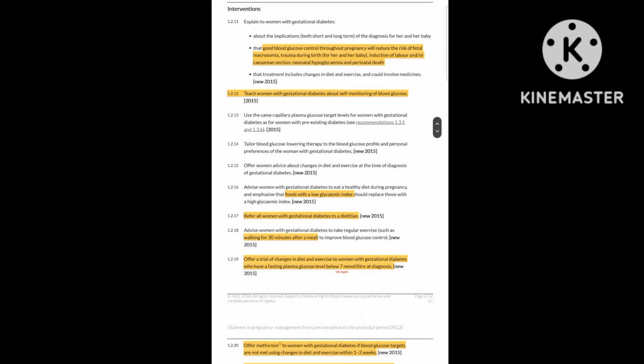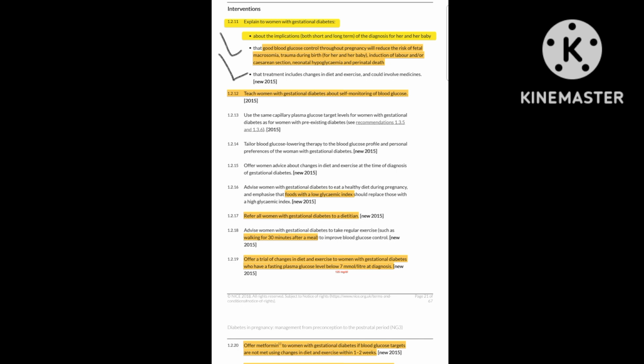Interventions. Explain to women with gestational diabetes the short-term and long-term implications of the diagnosis for her and her baby, that good plasma glucose control throughout pregnancy will reduce the risk of fetal macrosomia, trauma during birth for her and her baby, induction of labor and cesarean section, neonatal hypoglycemia, and perinatal death. The treatment includes changes in diet and exercise and could involve medicines.